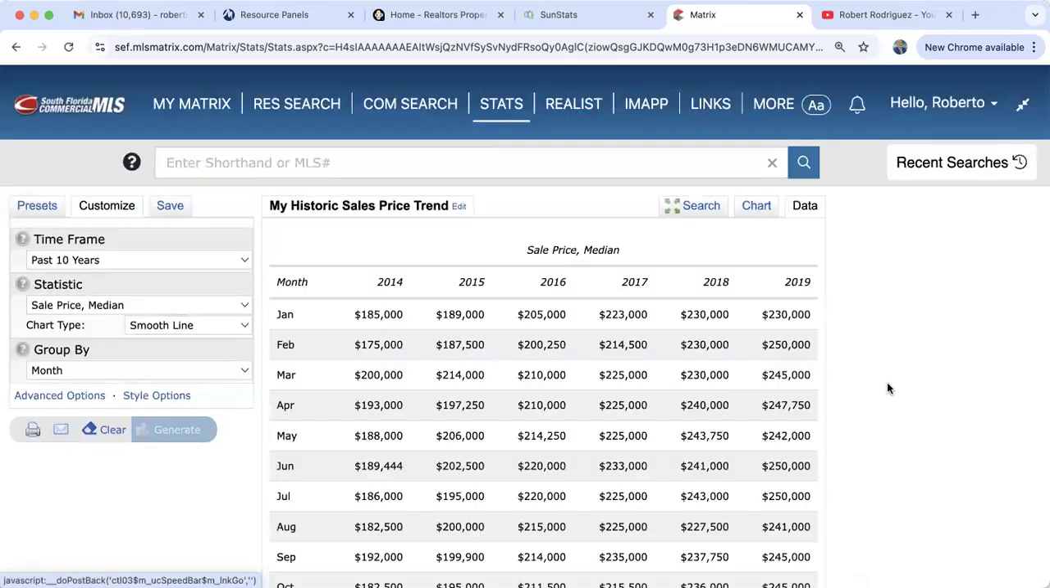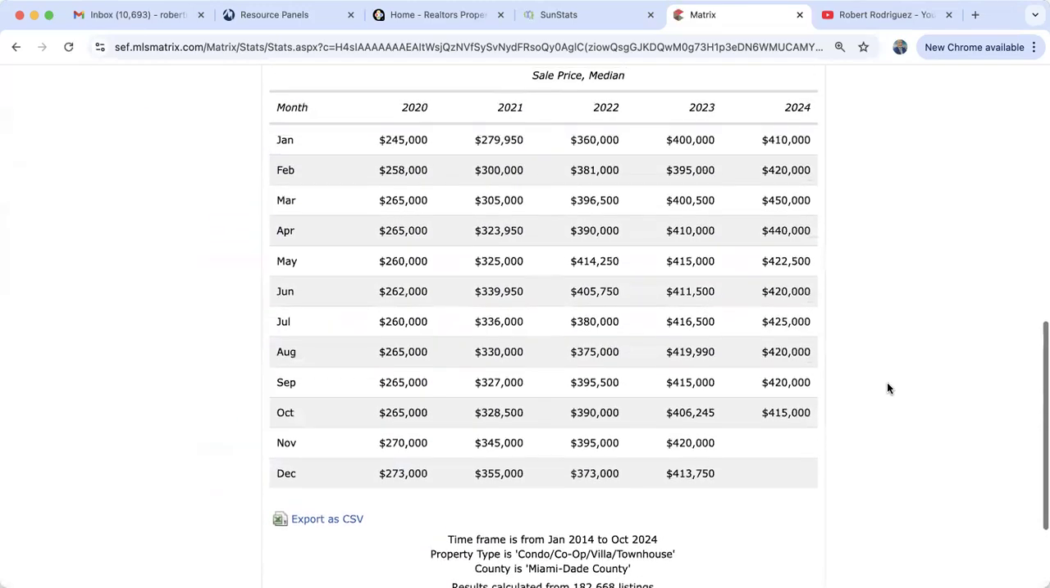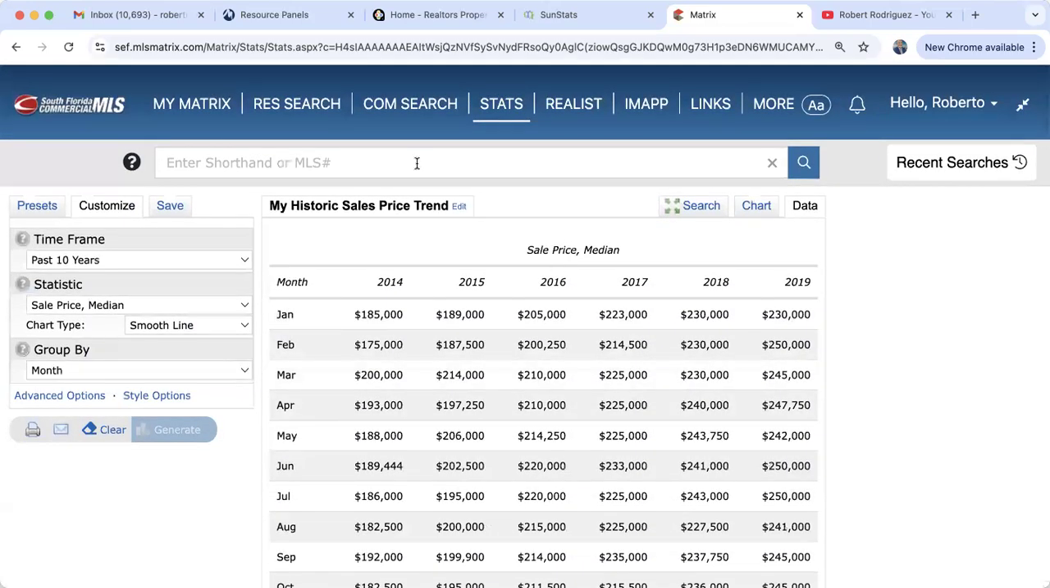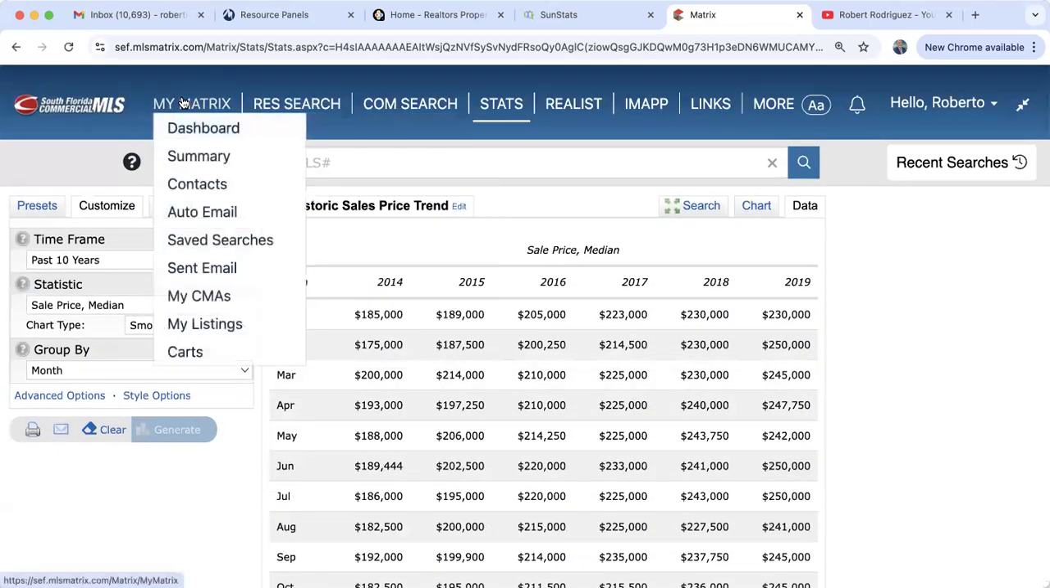All right. And then when you go to data for a condo right now, you're looking at $415,000 in October. All right, guys, take a look where we were in March, 450. You see that there is a steady decrease in prices for condos. So yes, condo prices are being felt. I mean, the condo prices are tumbling just a bit. All right, guys. So that is your stats inside of Matrix.